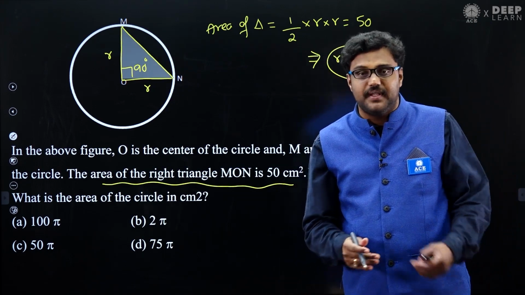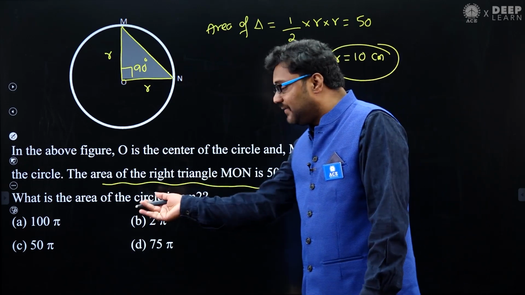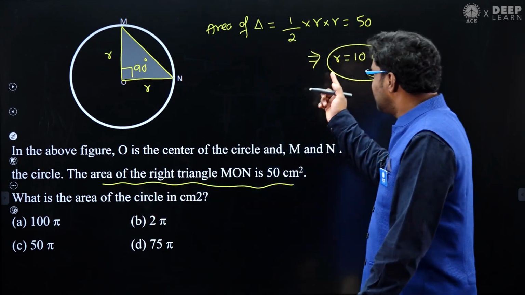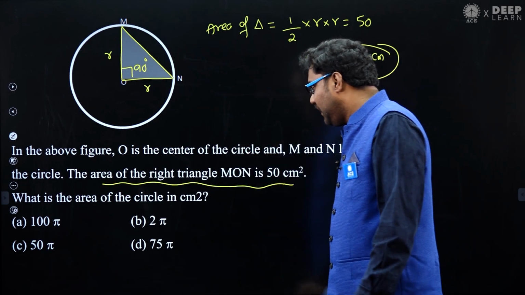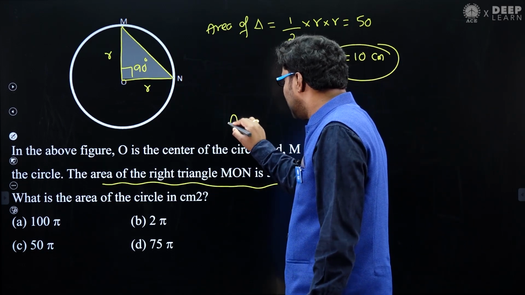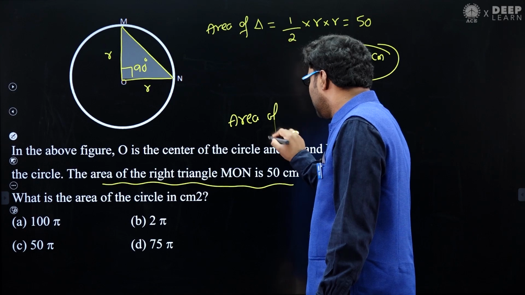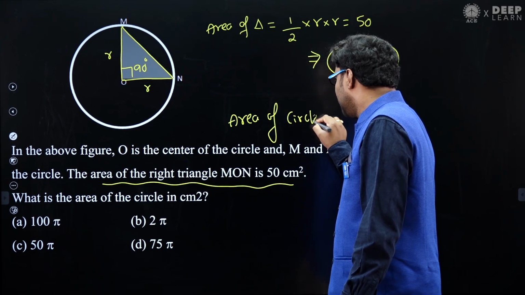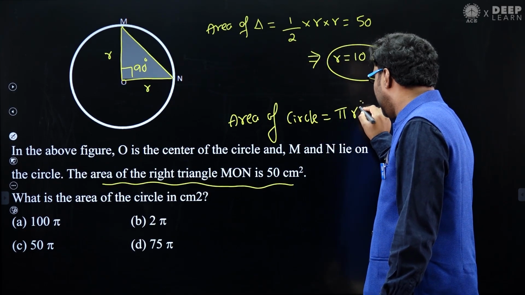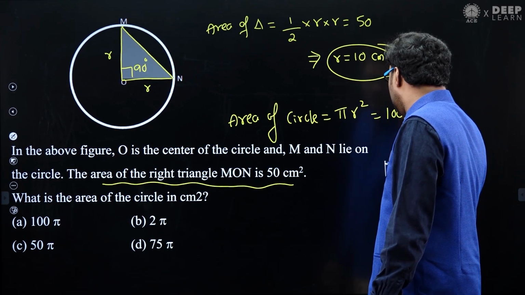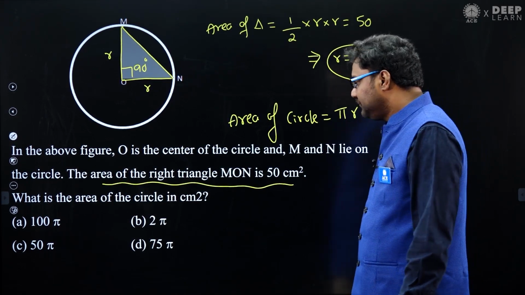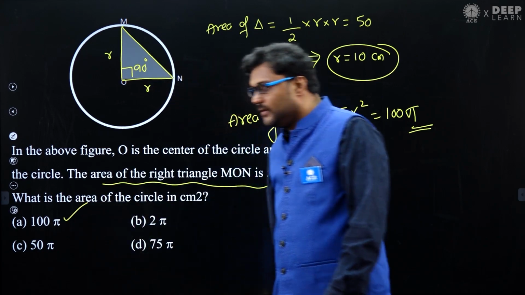You know the radius of the circle now, and they are asking for the area of the circle. You know the radius, so you can apply the area of the circle. The area of a circle is pi R square, which is nothing but 100 pi. Option A is correct, right?